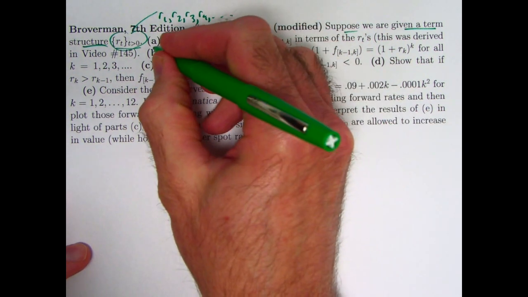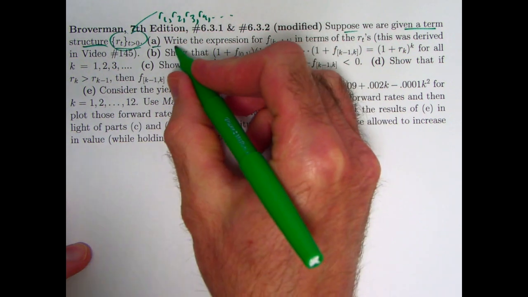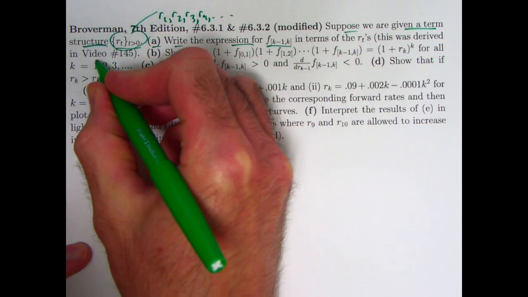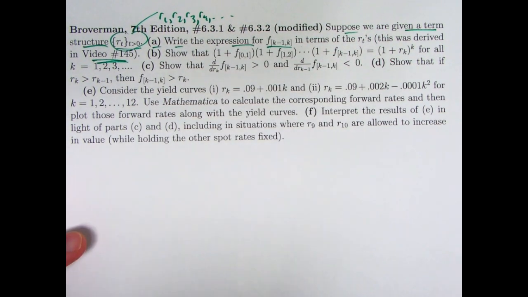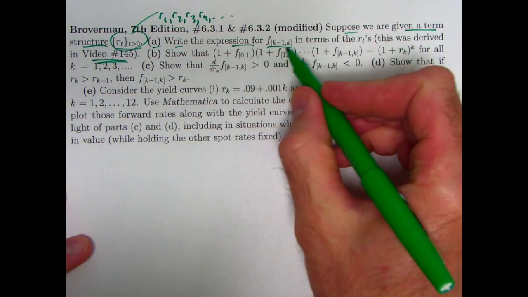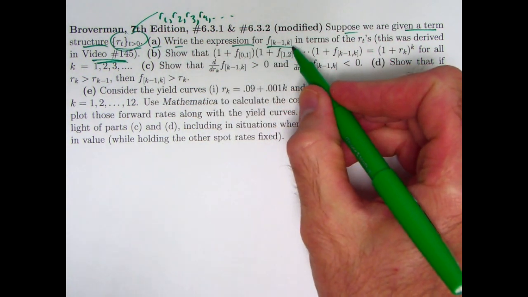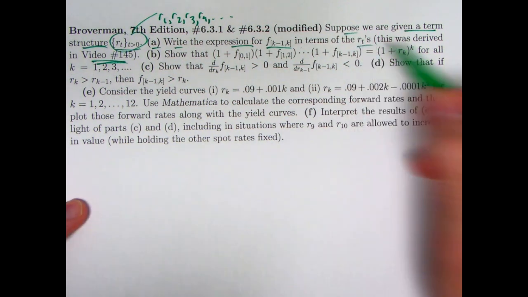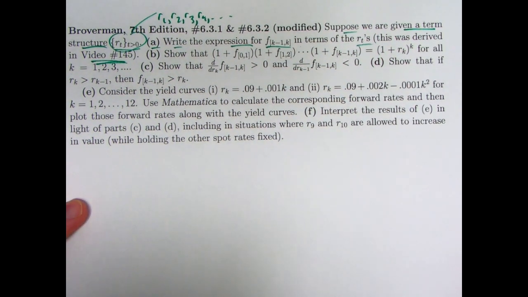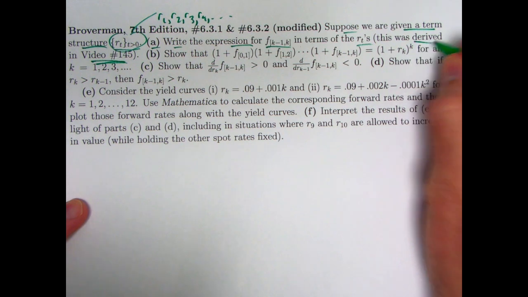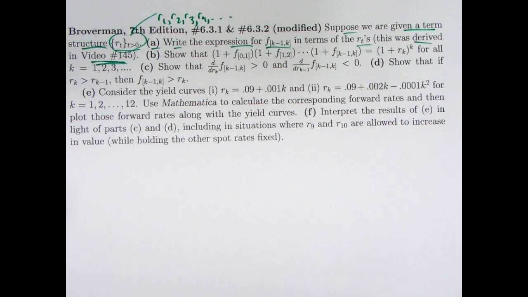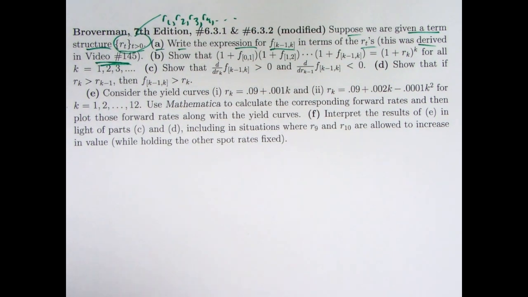And let's go ahead and think about part A here. In fact, part A, there's really nothing to do because I'm going to use what I did in video number 145. I'm not going to rederive it. We're going to write an expression for the forward rate in effect from time k minus 1 to time k in terms of the spot rates, the RTs. Could call those RKs, but this is the way the book wrote it. Again, this was derived in video 145, so I'm not going to rederive it. But if you don't know much about spot rates, term structures, and forward rates, you are going to want to watch some of these preceding videos before this one, to try to understand that.